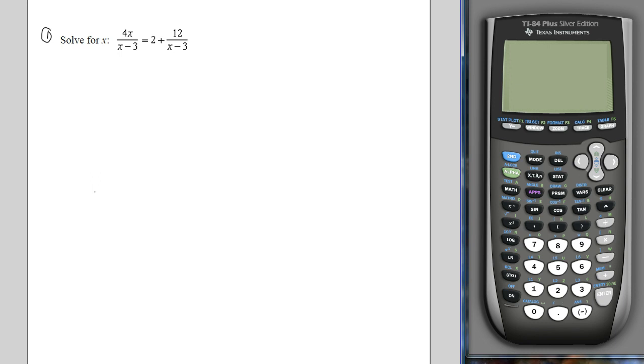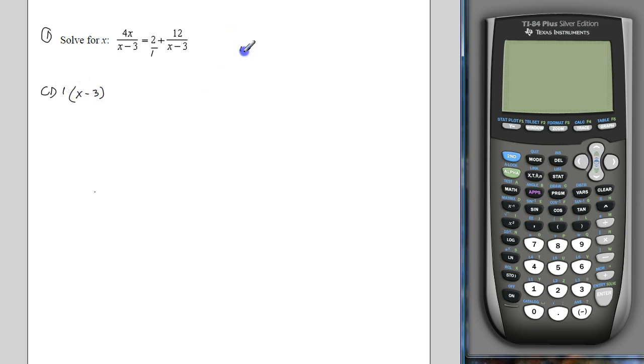Now there are two different ways. It depends on how your teacher taught you. I do it by finding a common denominator, and I multiply each term by the common denominator. So I'm going to put this little 2 over a 1, and I look at all the denominators, all the bottoms, and I see an x minus 3, a 1, and an x minus 3. So my CD is x minus 3.